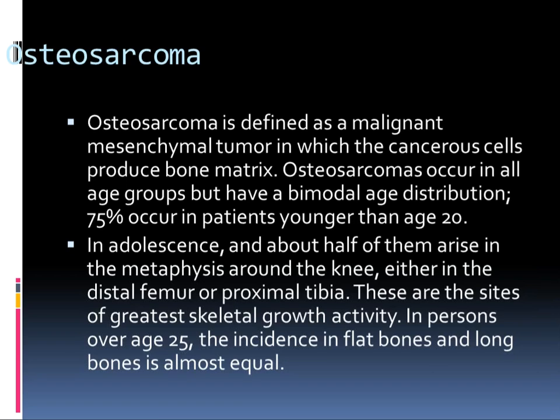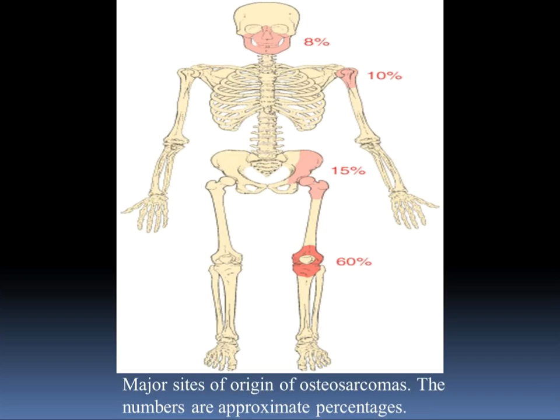So most of them are in those less than 20, in adolescents, and about half of them arise in the metaphysis around the knee, either in the distal femur or proximal tibia. These are the sites of greatest skeletal growth activity. That's why the distal femur and proximal tibia are the places of greatest bone activity, and that's why there appears to be more. In persons over the age of 25, the incidence in flat bones and long bones is almost equal.